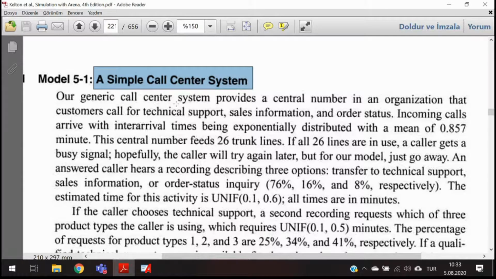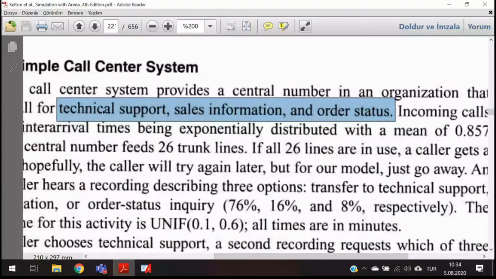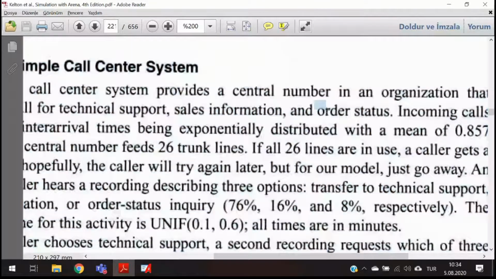So this is the first sentence that we need to understand. People are calling this call center for three different issues. They either want to get technical support, or sales information, or they want to learn about the status of their orders. So it can be one of these three different issues.